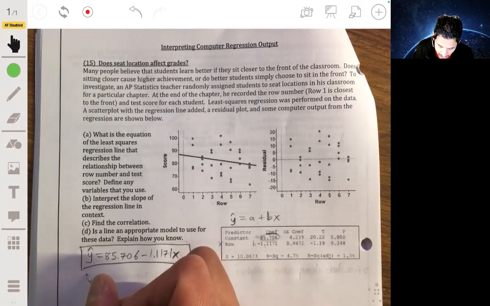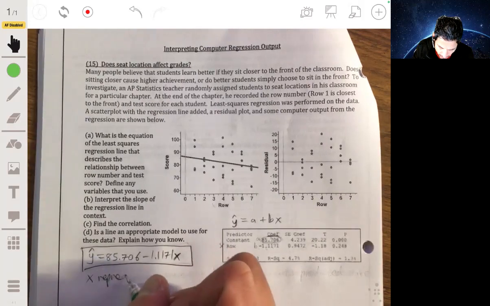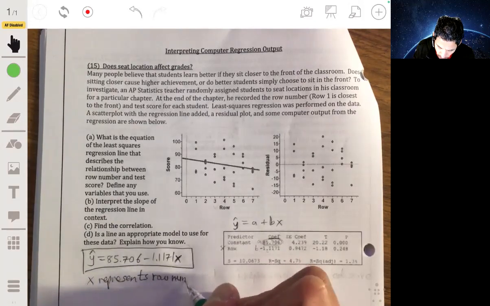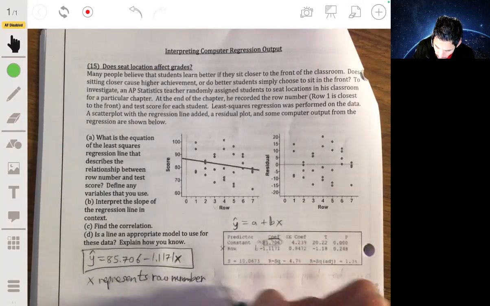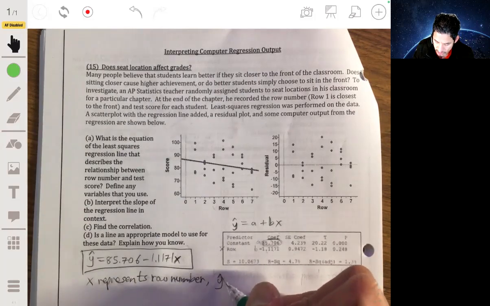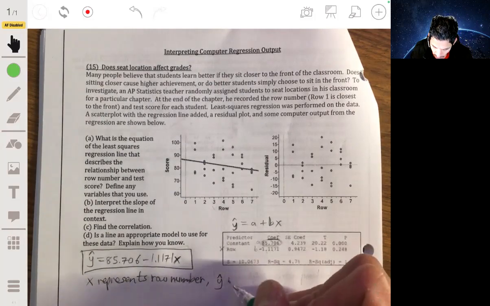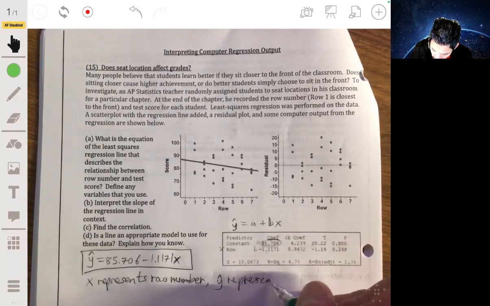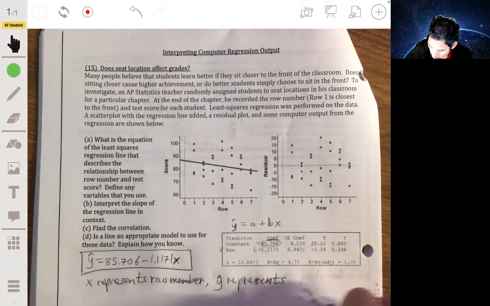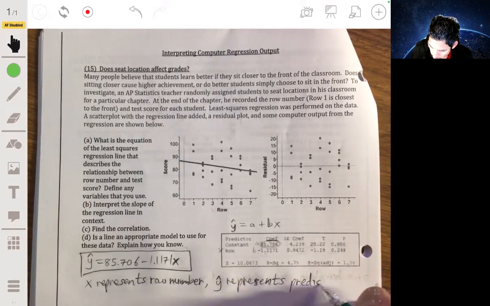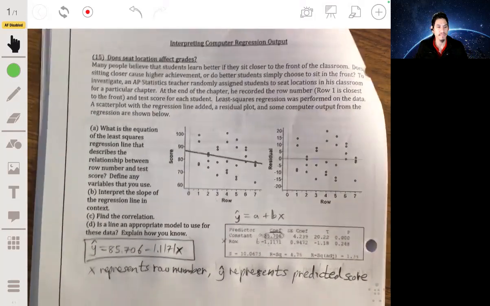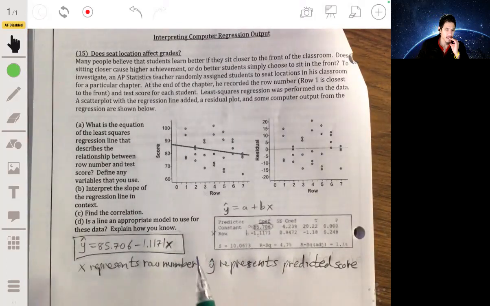Now let's define what x is and what y hat is. So x represents the row number, and then y hat, make sure you put y hat, represents predicted score. Predicted score. All right, we got that down.